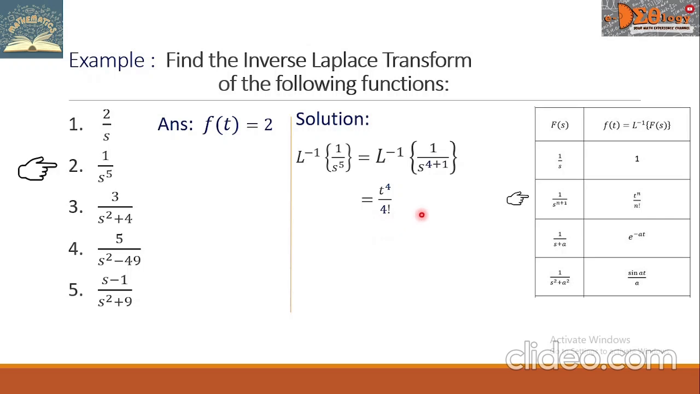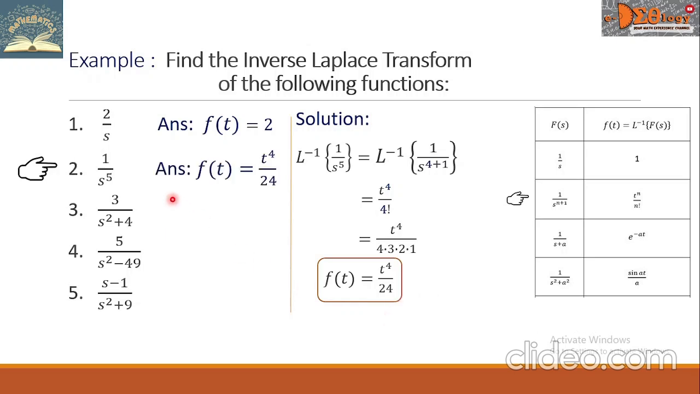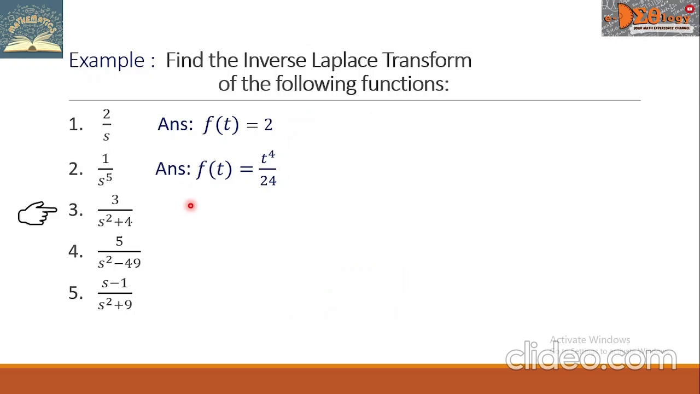Let us simplify the 4 factorial. We have now 4 times 3 times 2 times 1. The final product is 24. This is our f of t. This is the answer. Let us copy this answer opposite problem number 2. Then we go to problem number 3.